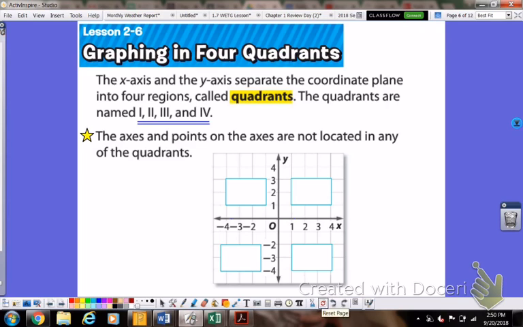Okay, so naming our quadrants. So we have quadrant 1, quadrant 2, quadrant 3, and quadrant 4. Again, nothing new. We talked about that in chapter 1, so this is just some review, making sure you're staying on top of it.